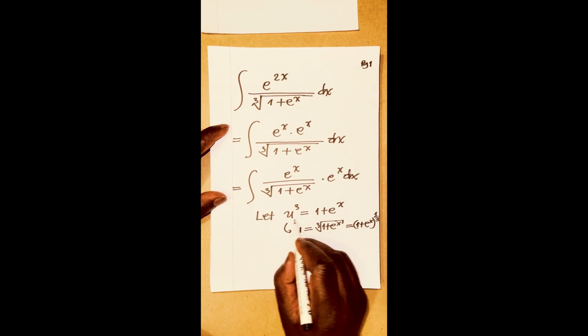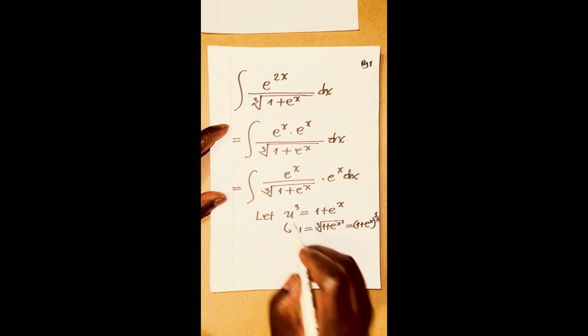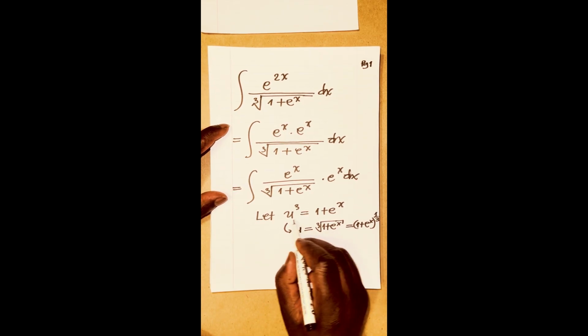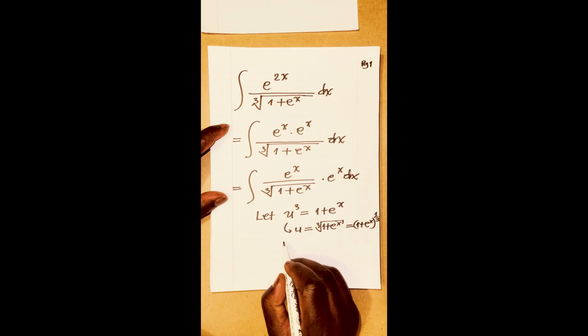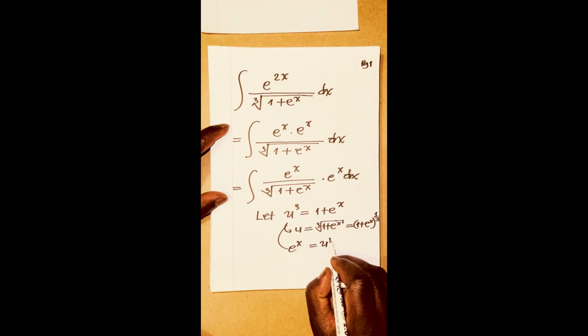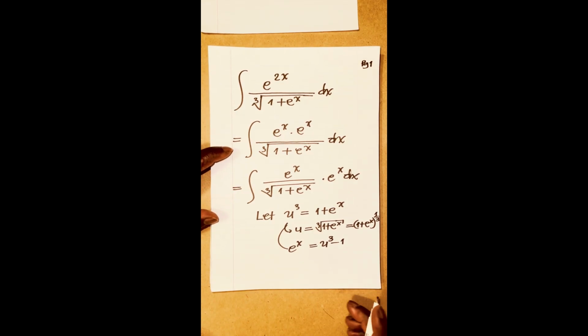The second equation is to solve for e to the power x because we have e to the power x in the numerator. So we have to solve for e to the power x here, and you'll agree with me that subtracting 1 from both sides, we're going to have e to the power x will just be equal to u to the power 3 minus 1. In other words, u cubed minus 1.